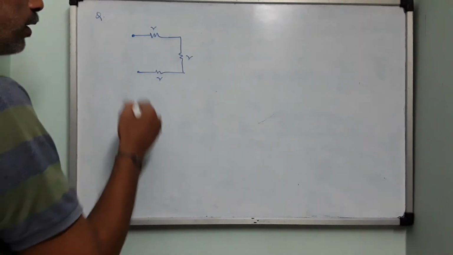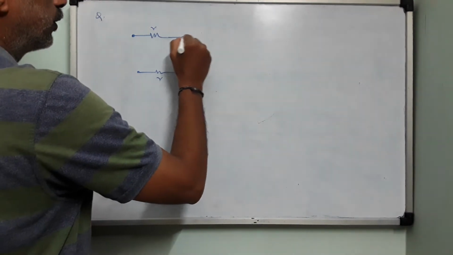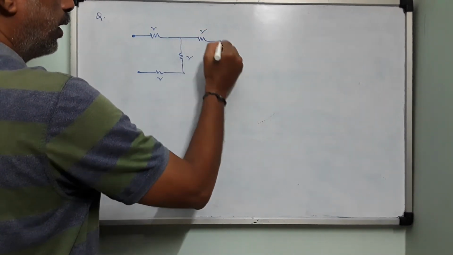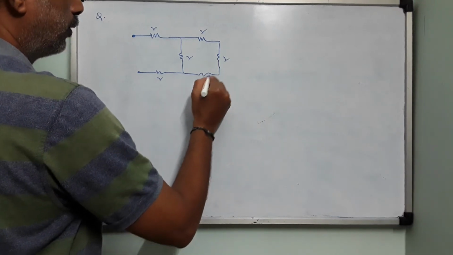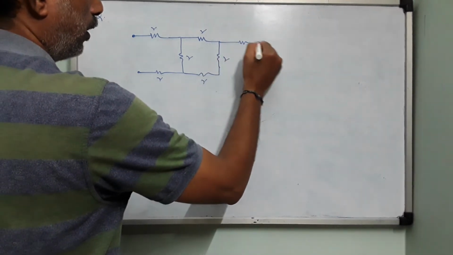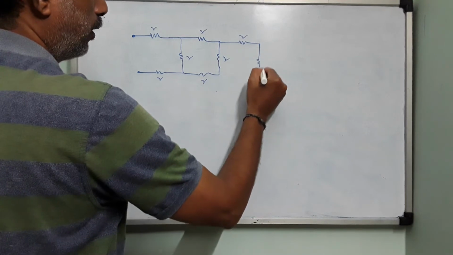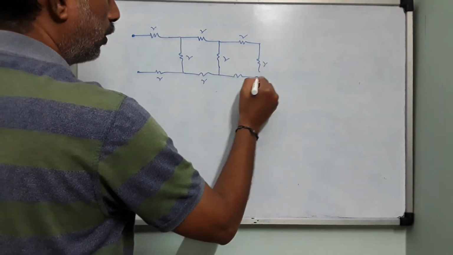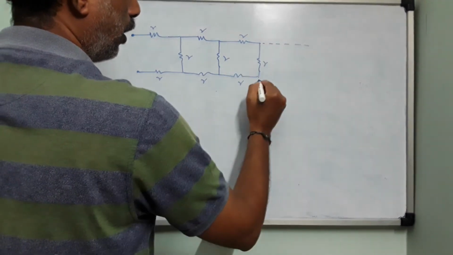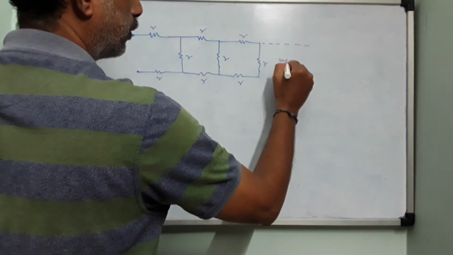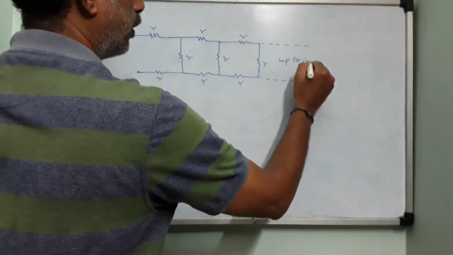So all three are what? Identical. Next is connected to this one. Again R, again R, again R. So then another network like this. So this will go up to infinity.